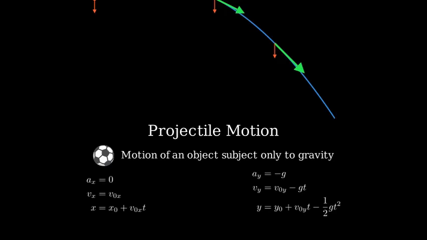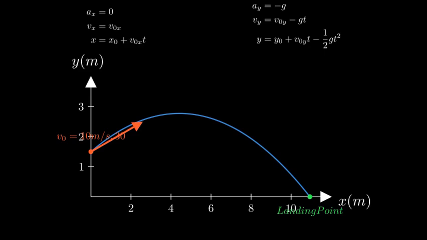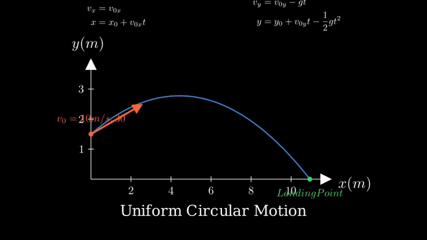In the vertical direction, there is a constant acceleration due to gravity, negative g. That means we can apply vy equals v naught y minus gt and y equals y naught plus v naught y t plus 1/2 a t squared, which is minus 1/2 g t squared. So if a ball is launched from a height of 1.5 meters at 30 degrees above the horizontal with a velocity of 10 meters per second, it should be possible with this understanding to determine the landing point.